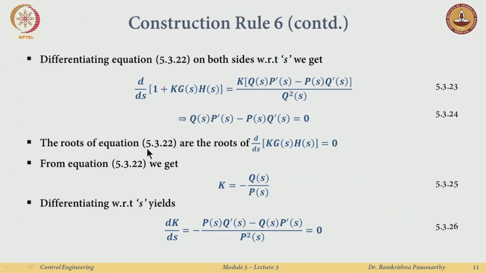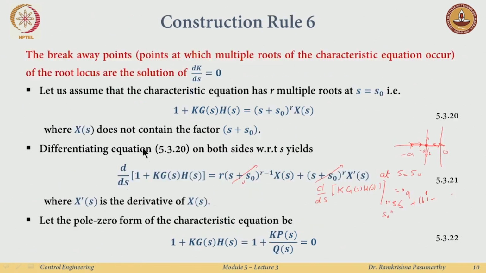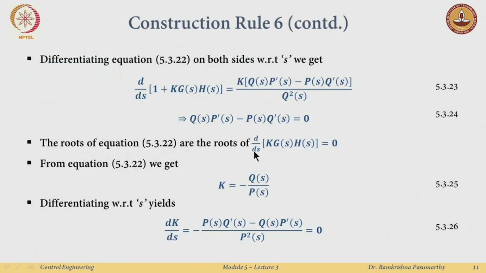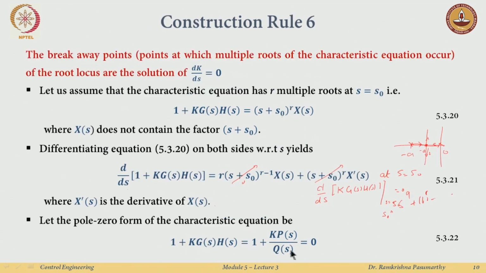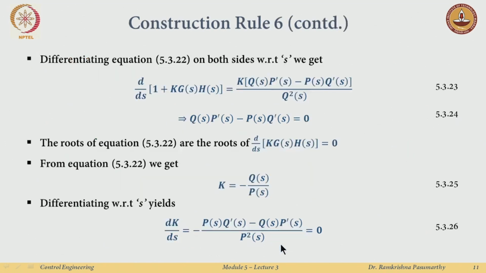So, that is what this means, right? So, the roots of this equation are the roots of this guy. Okay. Now, I can equivalently write my characteristic equation something like this. 1 plus k g times h, or 1 plus k p over q, I can just write it as k equal to minus q over p. Okay, that is the reason why we are doing this now.